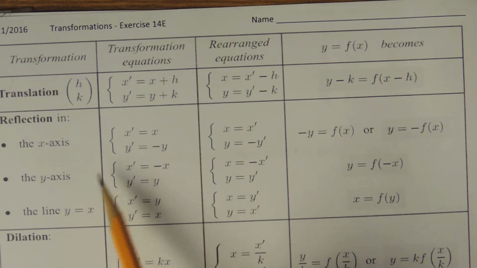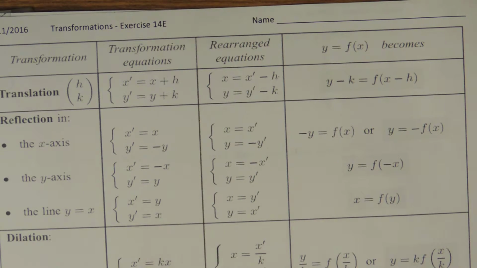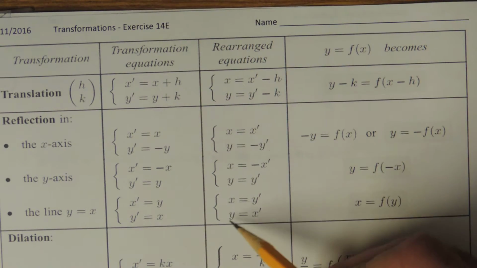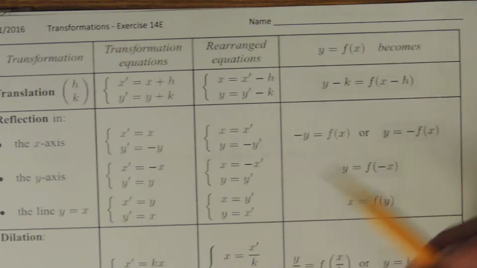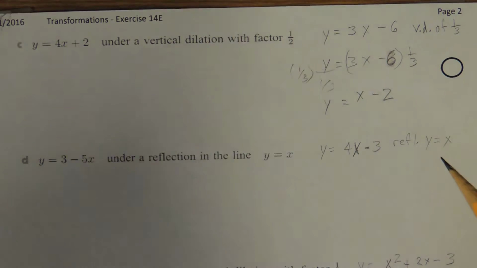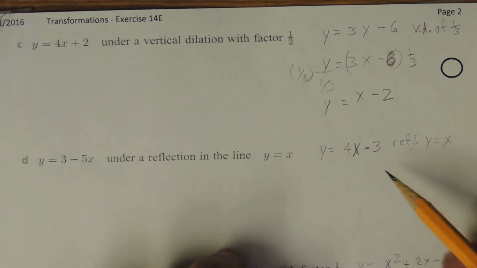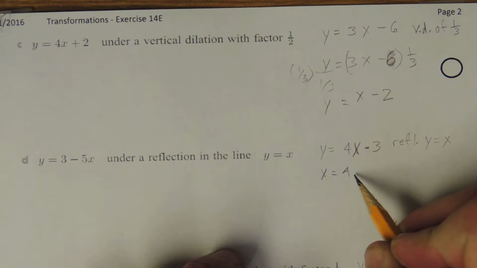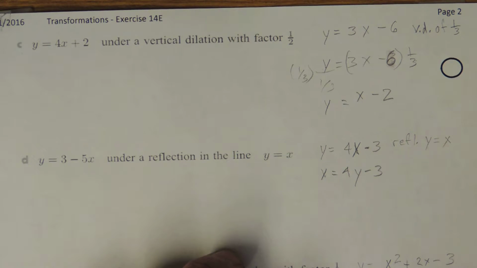You're reflecting around the y equals x line, so your new x is the old y, your new y is the old x. So the old x is the new y, the old y is the new x, and that's what I plug in. So for my x value, my old x, I plug in the new y. For my y value, I plug in the new x. And with this equation, I'll just do that this way. X equals 4 times y minus 3. So that's pretty straightforward.